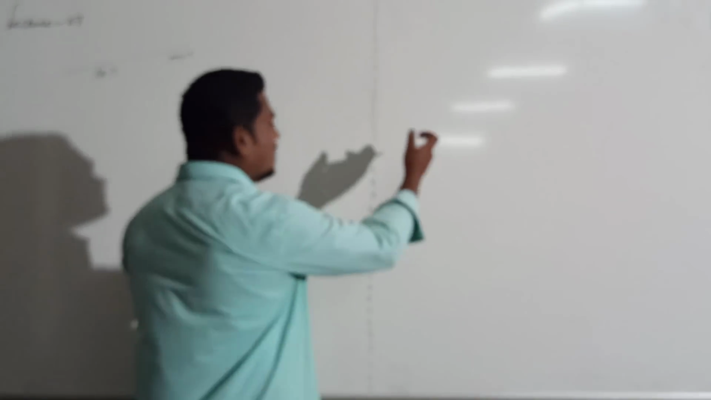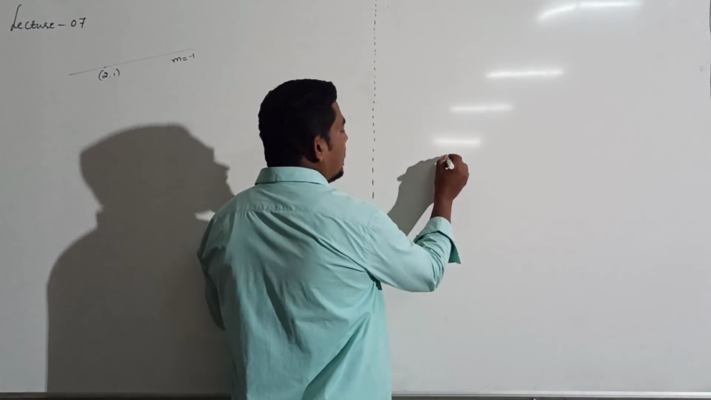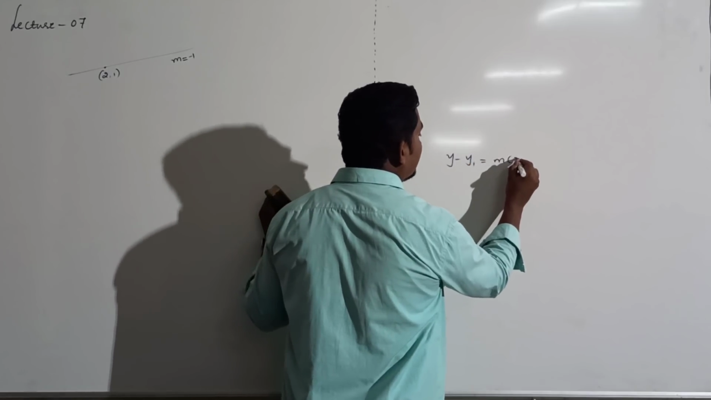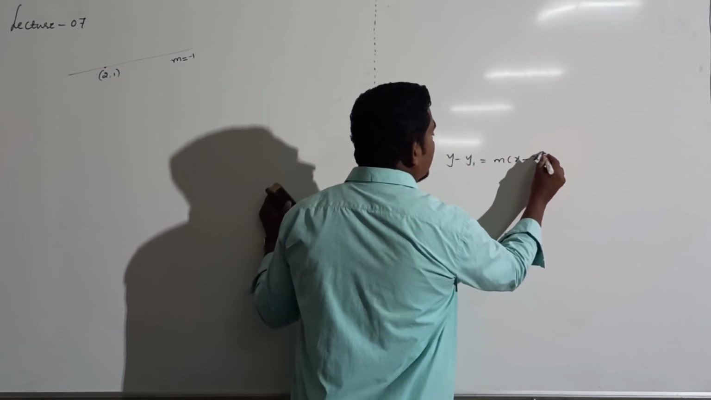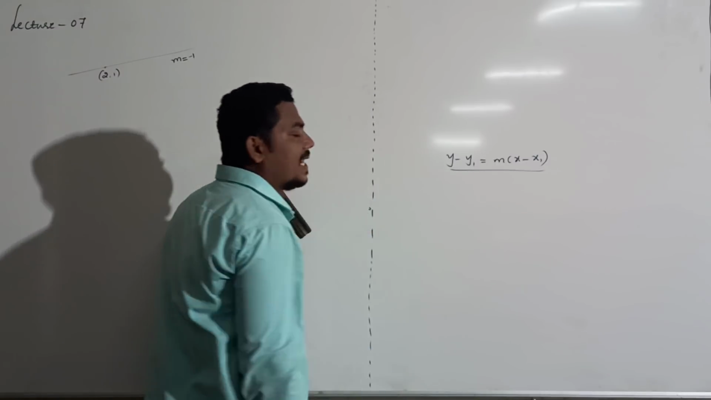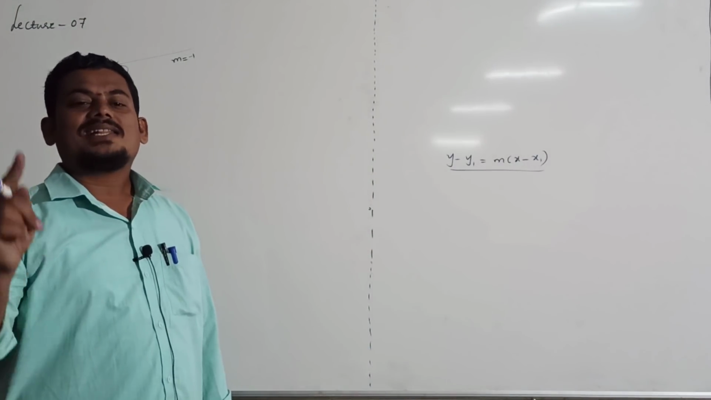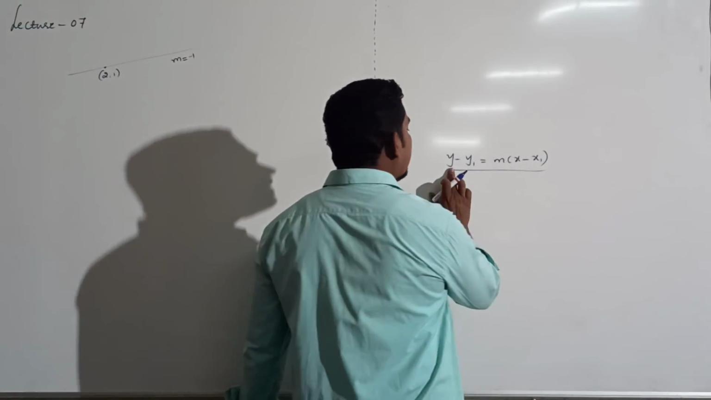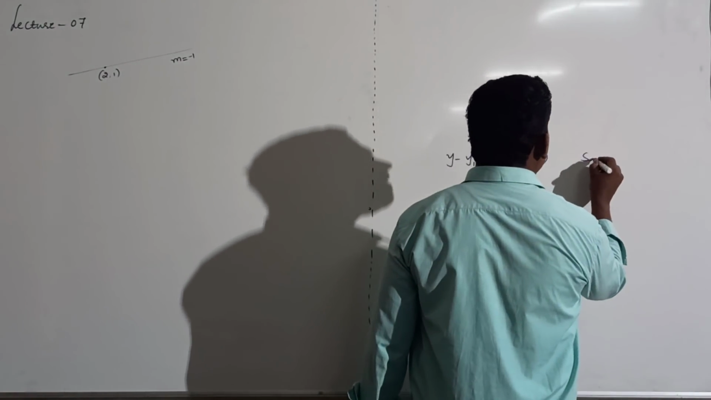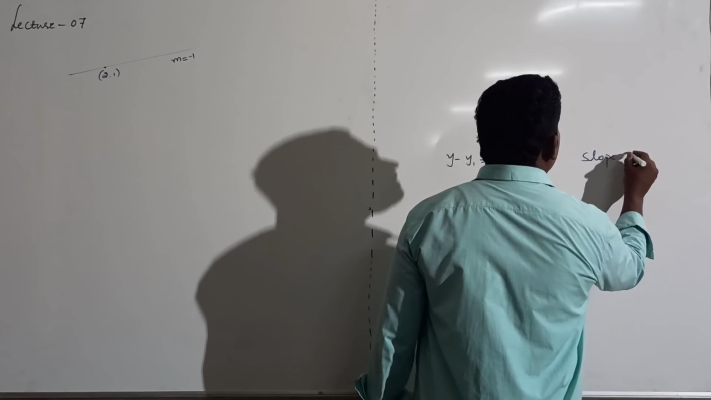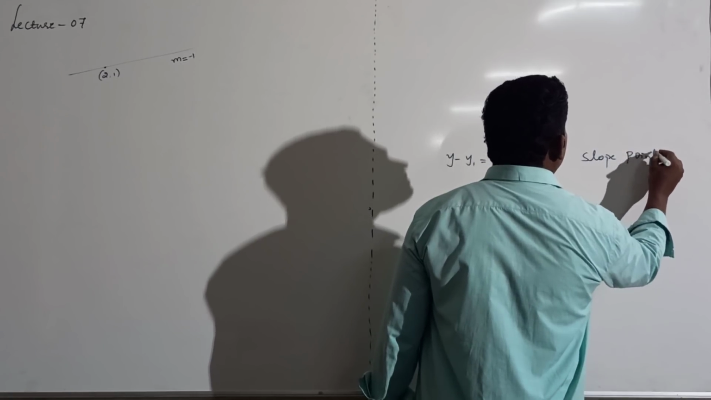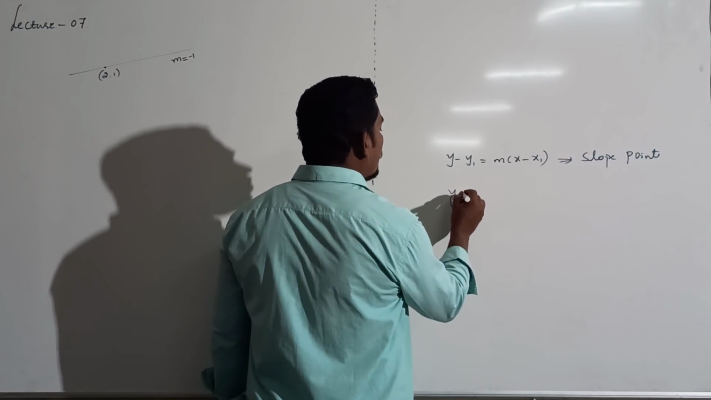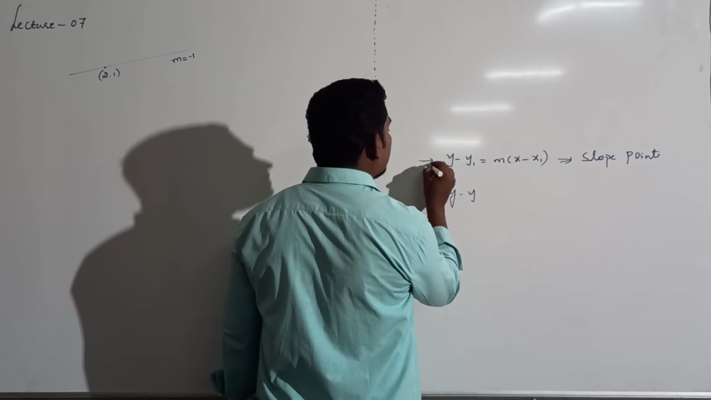I will write all the forms of equations, right? Y minus y1 is equal to m into x minus x1. This formula applicable when 1 point on the line and its slope is given. This is applicable when slope and point. It is slope point form, right?